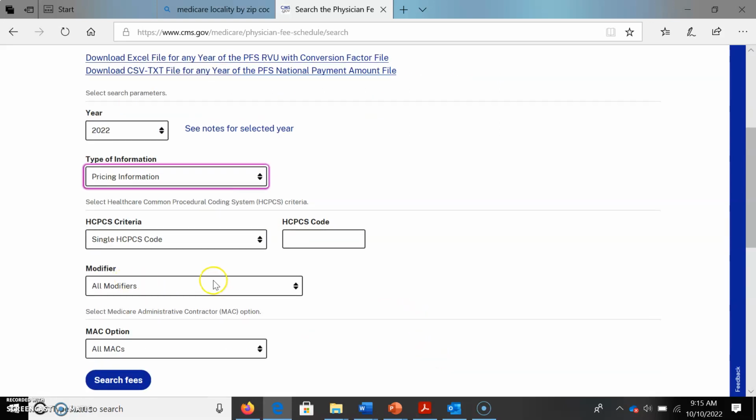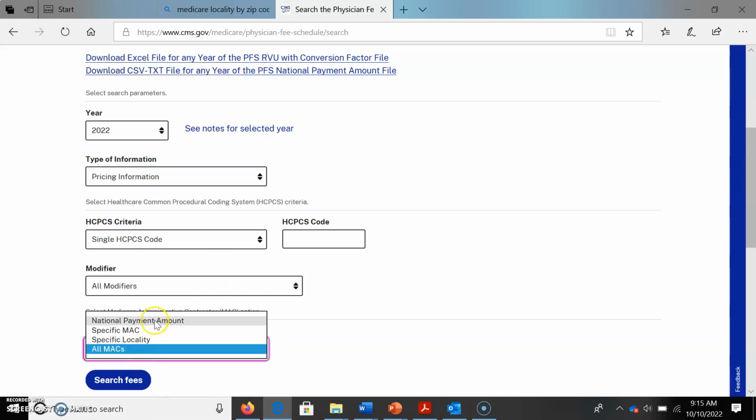You'll keep all modifiers the same. And you can either select in your homework all max or the national payment amount. So we're just doing the national payment amount. However, if you're working for a certain practice, you would actually look under the specific locality because the GPCI would be adjusted in there. But for purposes of homework, we're just doing the national payment amount or all max.